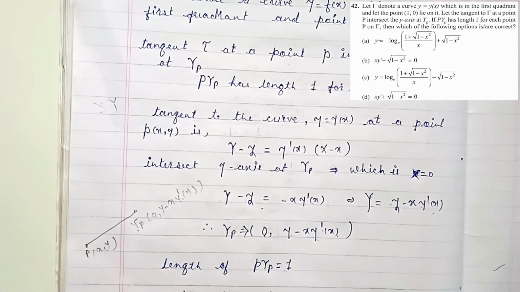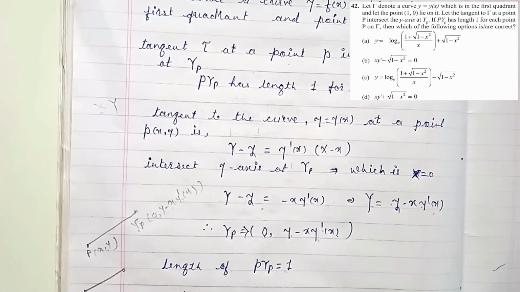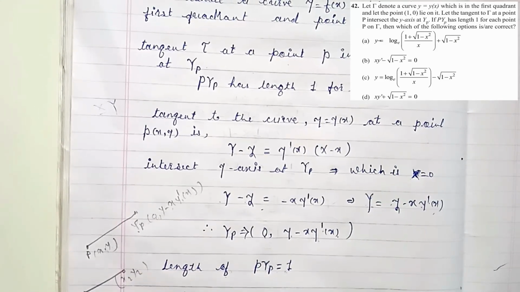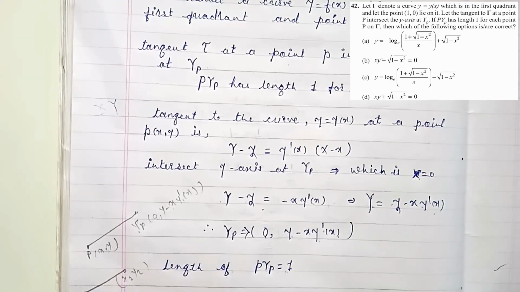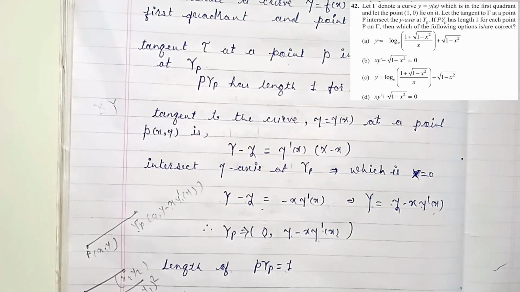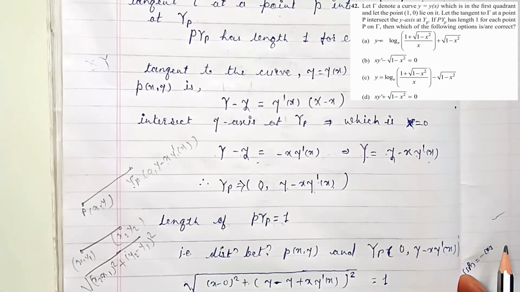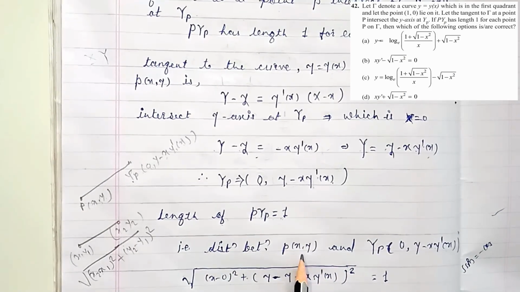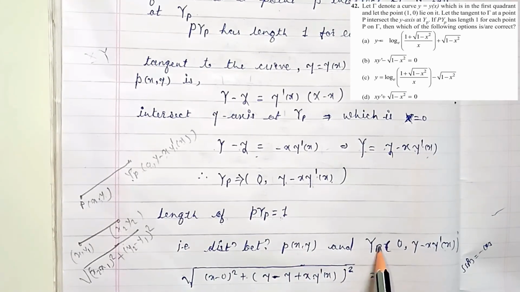How do we use the distance formula? If we have points x1 y1 and x2 y2, for finding their distance we use the distance formula: x2 minus x1 squared plus y2 minus y1 squared, under a square root. This is the distance formula for finding the distance between two points. Similarly, I applied that formula here for P of xy and yp of this point.